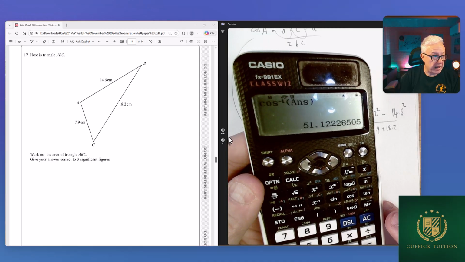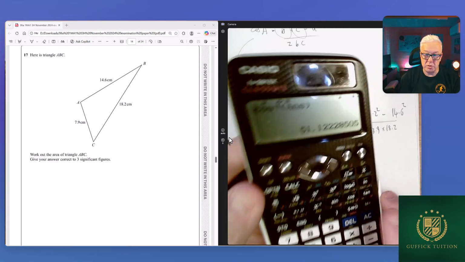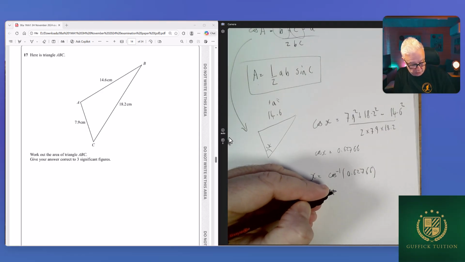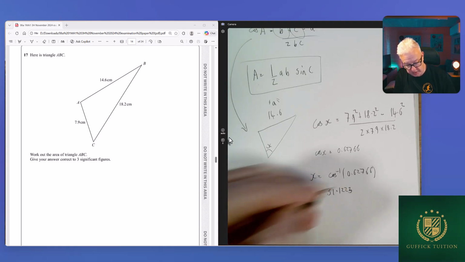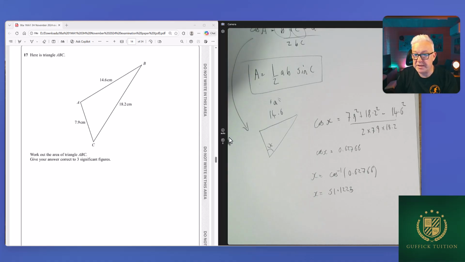So keep that in my calculator, press shift, cosine, answer, close bracket, press equals. I find out that the angle there is 51.1223. So x, that angle, is 51.1223. There we go. Okay, so far so good. So we've now found that missing angle.